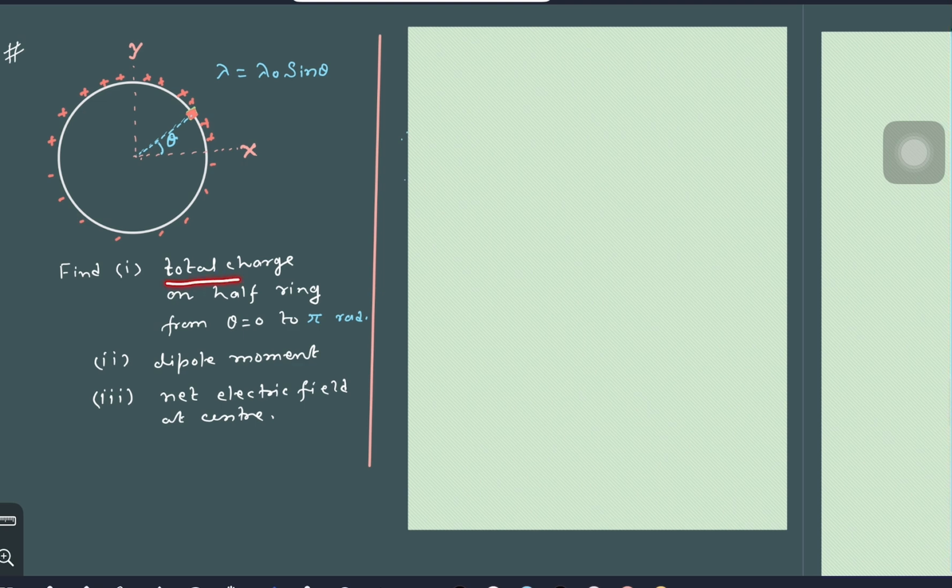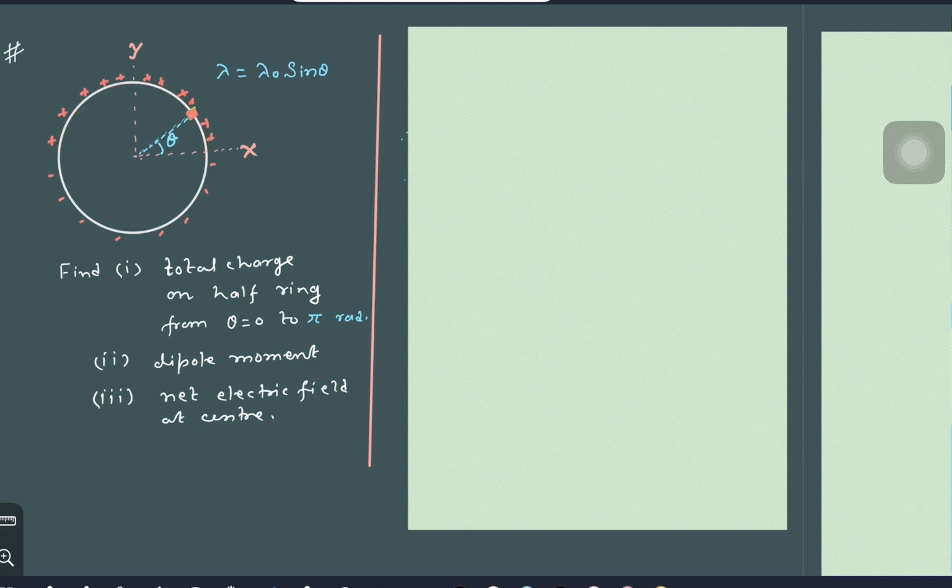First thing, total charge on half of the ring from theta equal to 0 to theta equal to pi radian. Means the portion, in this portion there will be only positive charge because sine theta is positive between 0 and pi angle. So we have to find charge on this portion.